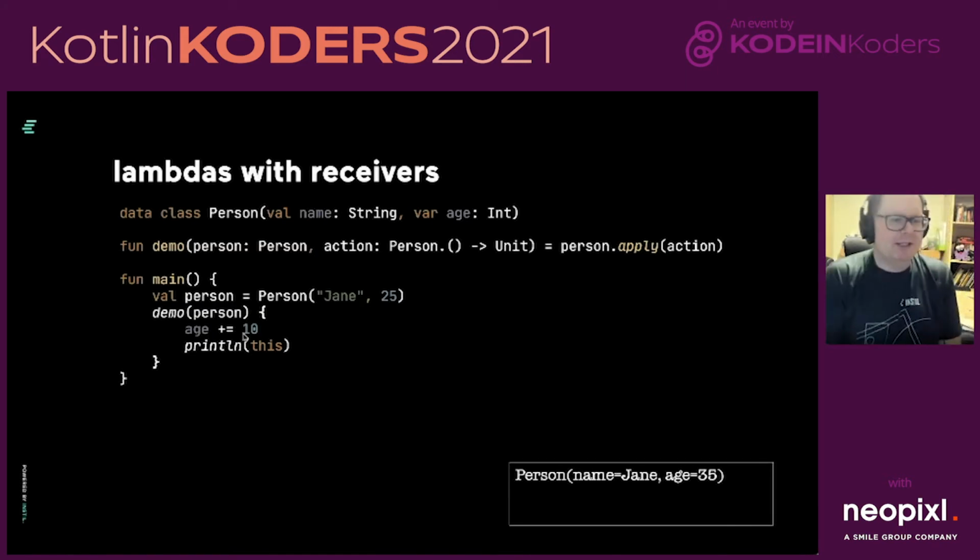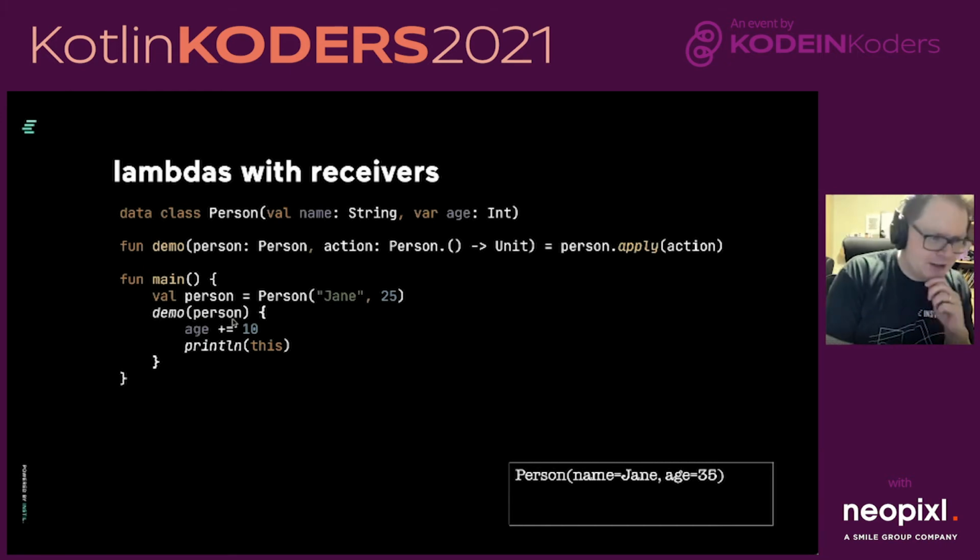Another complicated one, lambdas with receivers. Woohoo, tricky. So let's say we've got a person class again, and then we've got a function called demo, and this takes a person object and a lambda with receiver. So this is a lambda function that takes nothing and returns nothing, but inside there, whenever you use this, it's going to refer to a person object. And you can see there, we take the person object and we apply the lambda to it.